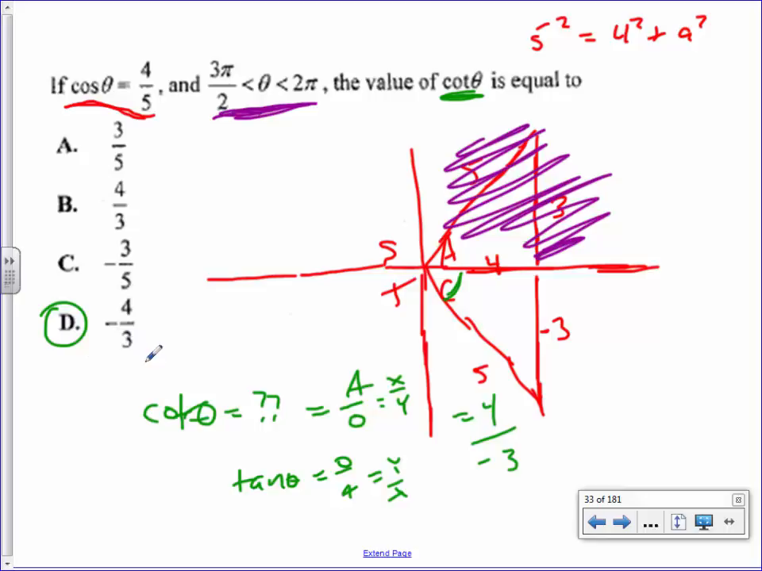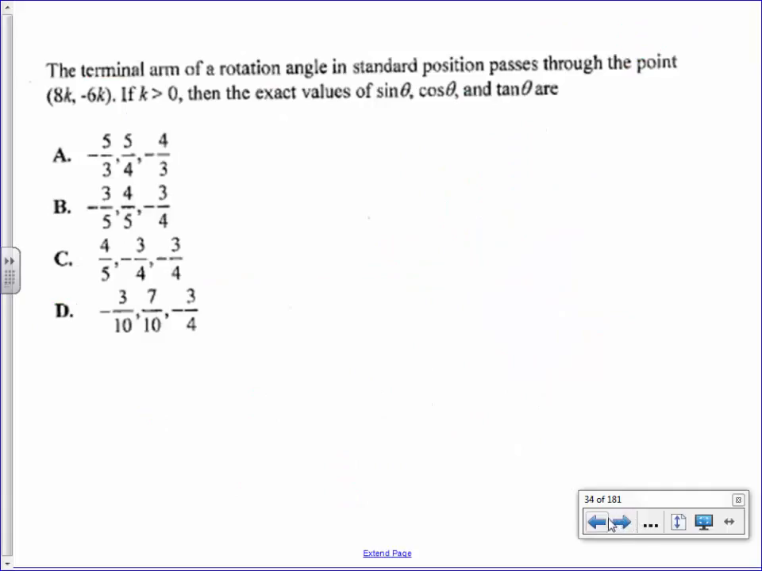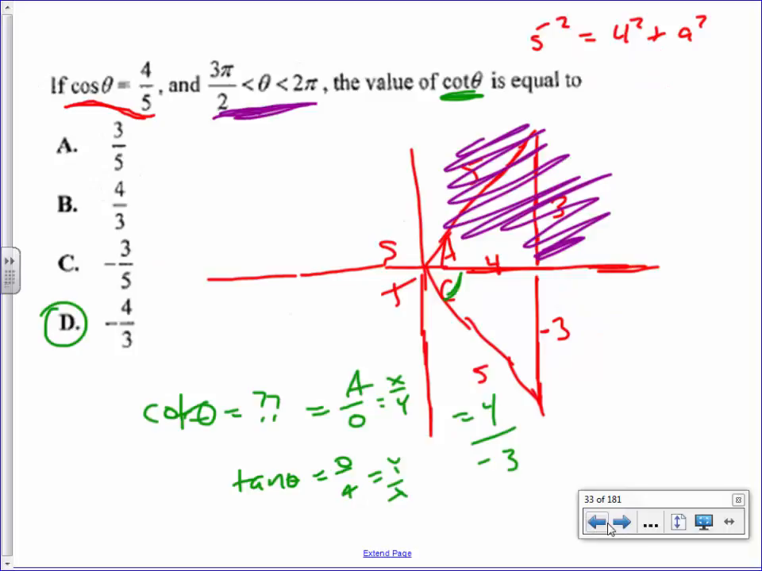Does that make sense? Yeah. Let's try another old diploma question. Too fast? Sorry.